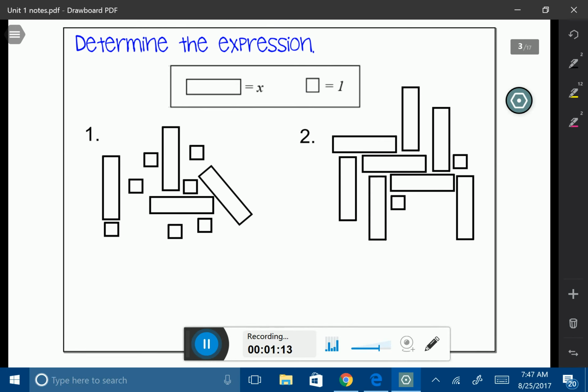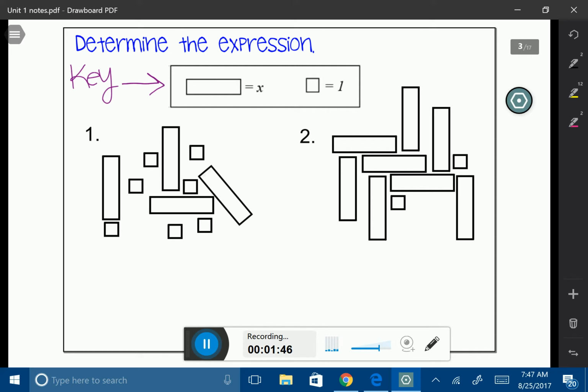All right, before we go ahead and translate these back and forth, I do want to take a look at this. It says, determine the expression. So up here, you can see that we're given this little thing that we like to call a key. Sometimes this is also called a legend. So if you hear the word legend, it basically means the same thing as a key. It's saying, what do these two items represent? So the rectangles represent the variable x, and the square represents the number positive 1.